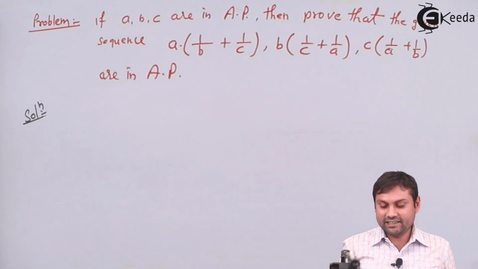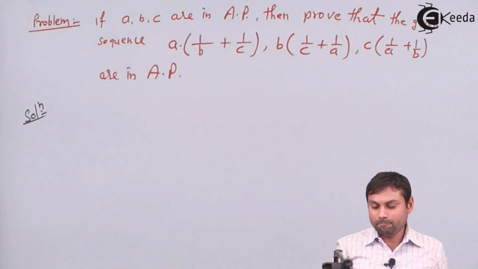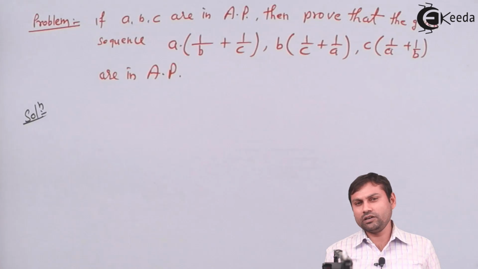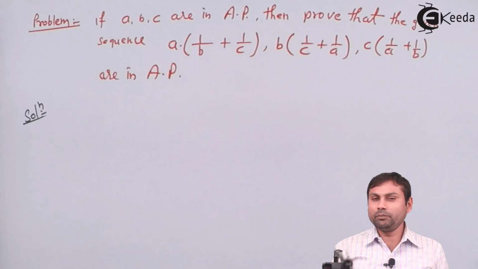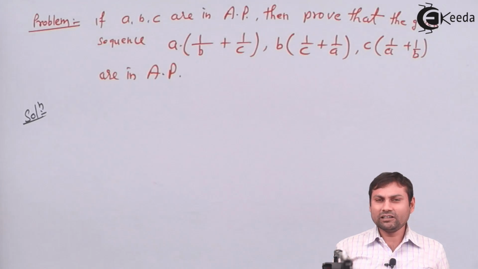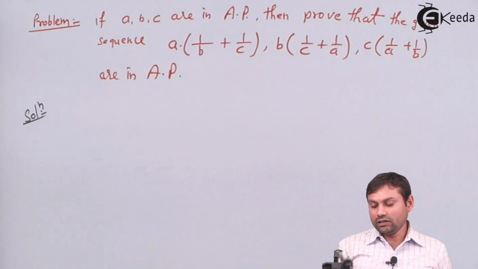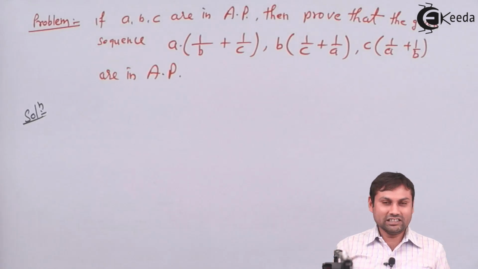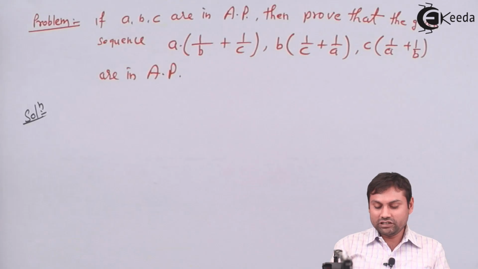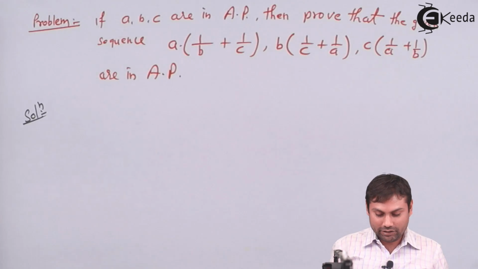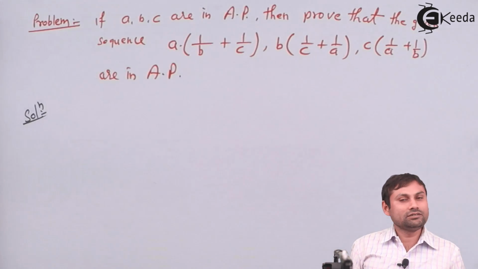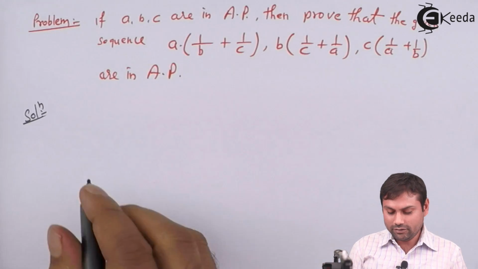If A, B, C are in AP, then prove that the given sequence A into 1 upon B plus 1 upon C, comma B into 1 upon C plus 1 upon A, comma C into 1 upon A plus 1 upon B are in AP. So you have to prove that sequence are in AP using A, B, C are in AP. So they have given that. Okay, so whatever is given, let's start from there.